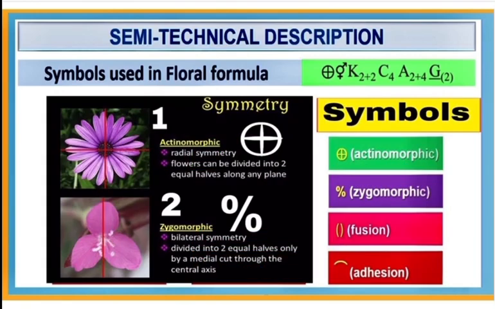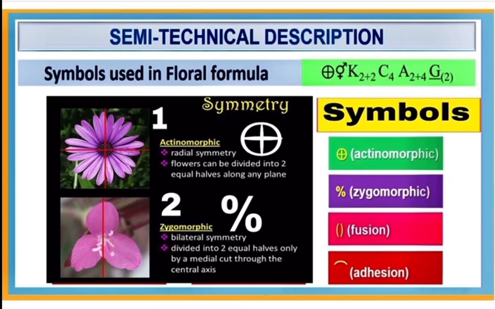Now let us see the symbols used for actinomorphic and zygomorphic flowers. See picture number 1 and picture number 2. Picture number 1 is showing actinomorphic flowers. These are flowers which can be divided into two equal halves along any plane, and they have radial symmetry. See the symbol which is used for actinomorphic flower. Now come to the second picture showing zygomorphic flower. It is divided into two equal halves only by a median cut through the central axis, and this type of flower has bilateral symmetry, and the symbol used for this is drawn along with the picture.